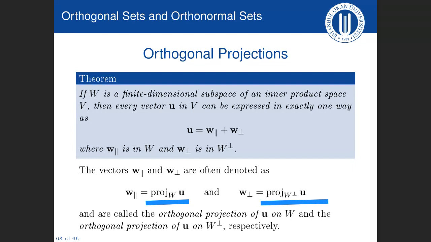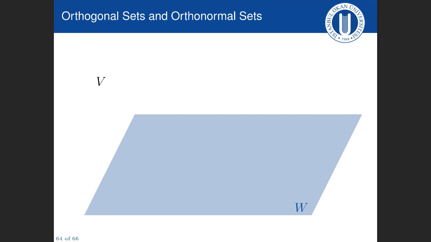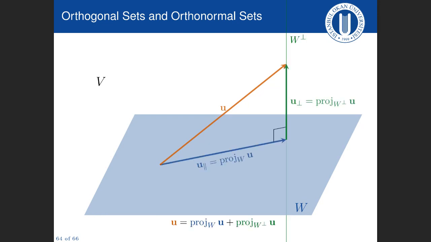So what does this mean in terms of pictures? Let me try to show it. W is a subspace of the vector space V, and we have some vector U. The theorem says we can write this as a vector in W plus a vector in the orthogonal complement of W. And I've drawn this right angle here. In my mind, this is 90 degrees, but of course, it depends on which inner product you use. If you're using an unusual inner product, then it's not really going to be 90 degrees here.